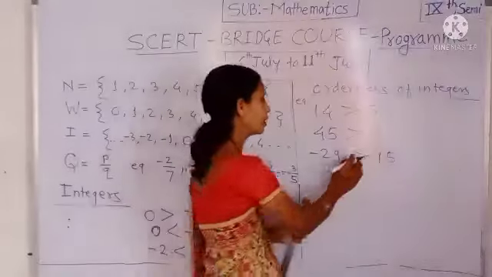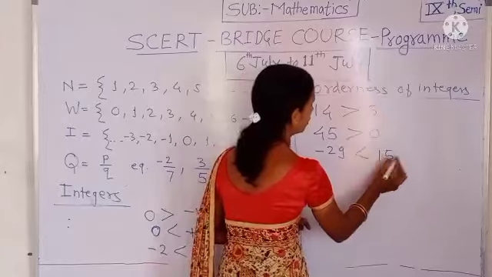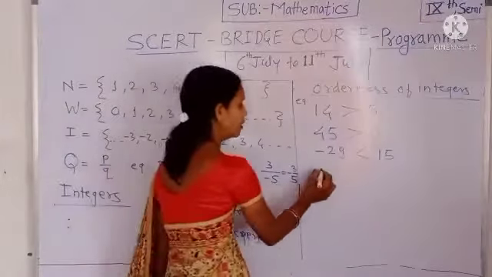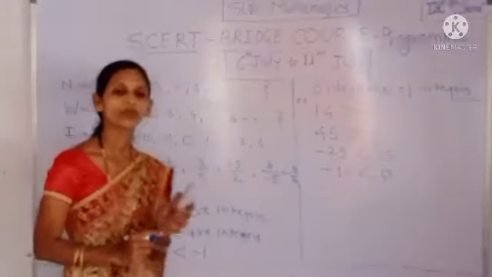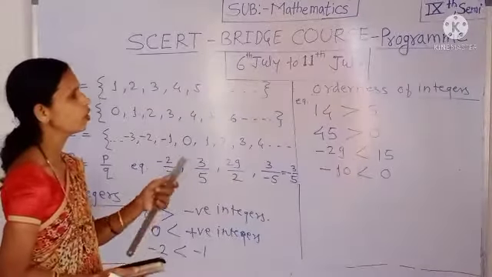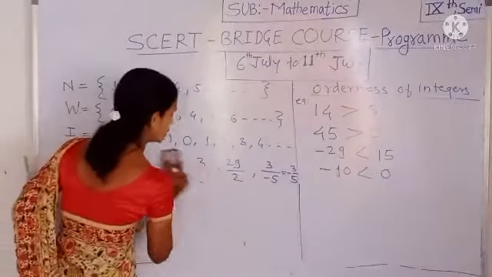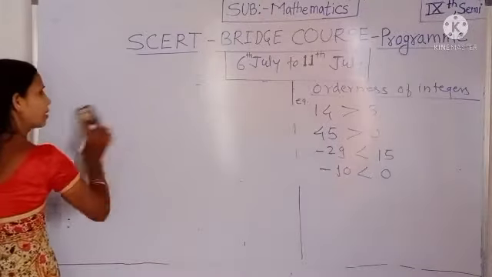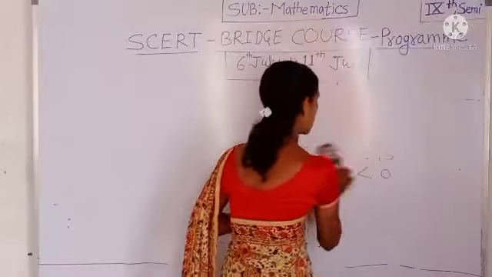-29 is less than 15 because negative numbers are always less than positive numbers, as well as -10 is less than 0. That is about a few orderness examples of integers. You may identify which of the integers given in the example is bigger and which one is smaller.